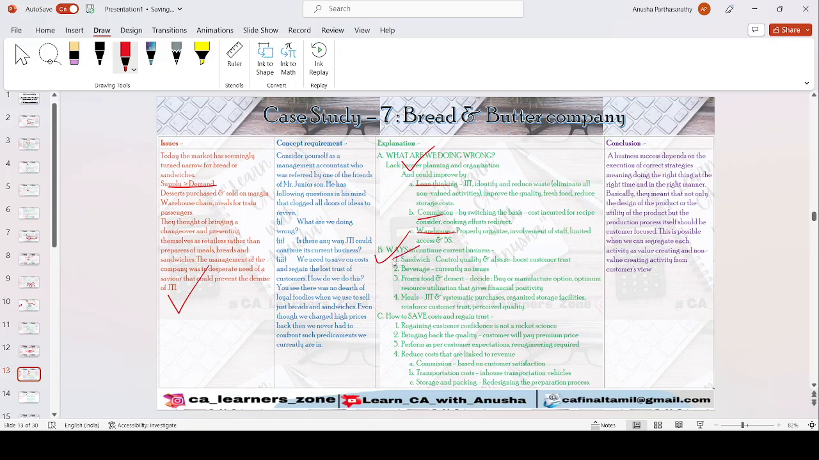What are the ways to continue the current business? With respect to these four products, they are going to give some things which are already there in the question. You have to identify and give them. And how to save cost and regain trust.